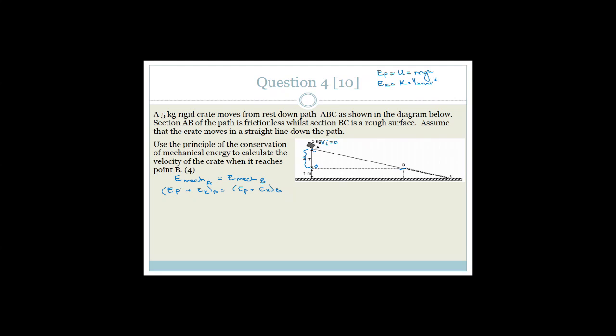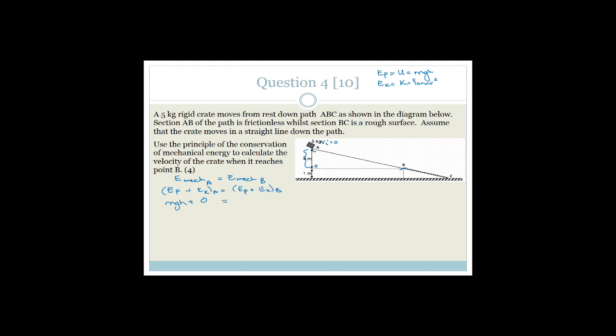So the one way is to look at the mechanical energy at A. Now let's talk about the crate at A. Do you agree that it's got an initial velocity of 0? Therefore, does it have any kinetic energy? No, it does not. So we've got mgh plus 0 at A, which is equal to the potential energy at B plus the kinetic energy at B.